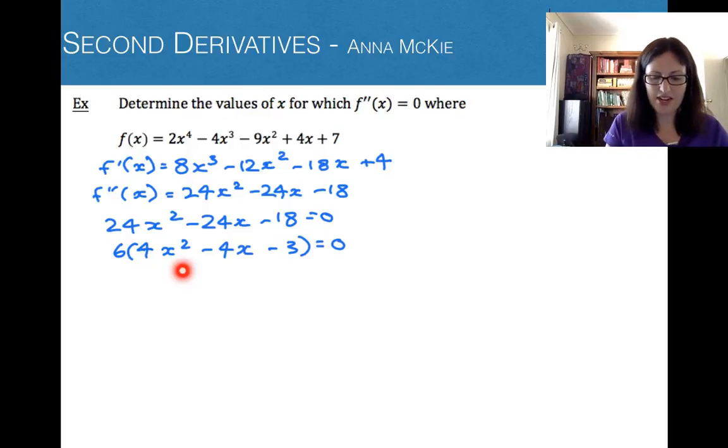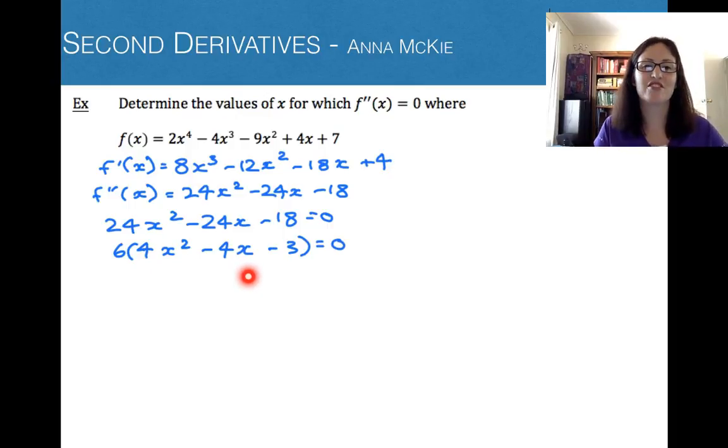Now, we need to solve for x. So we're going to need to factorize that. So this is a good chance to refresh your memory on how to factorize quadratics. I'm going to quickly run through the two main methods, the splitting the middle term or the cross multiplication method.